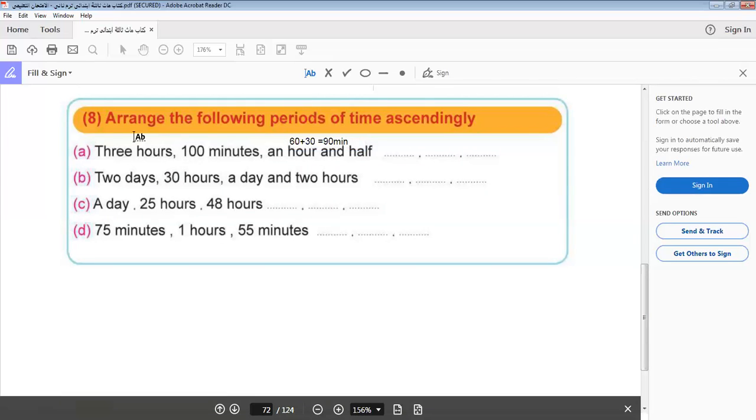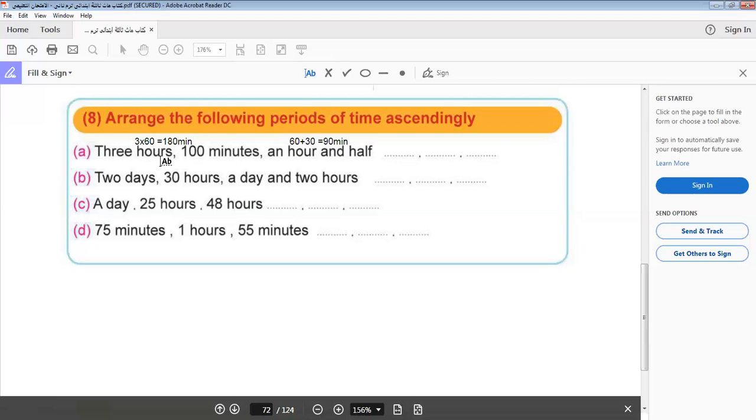And the 3 hours is how many minutes? 3 multiplied by 60. Okay, so it will be 180. 180 what? Minutes. So the first one you will complete it back. In ascending order, the smallest one will be what? 90 minutes, which is this one, an hour and a half. Second one is 100 minutes, and the bigger one is 3 hours.